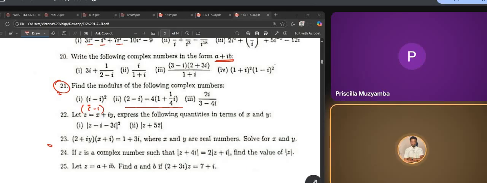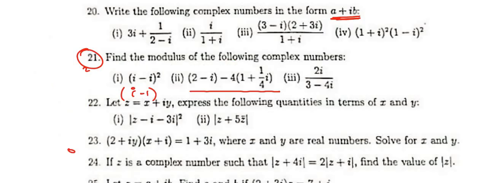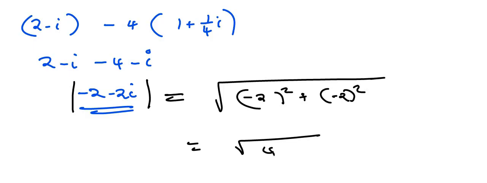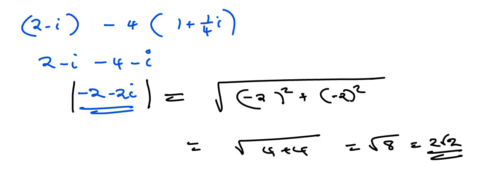So after we got our expression, this is what we did. We expressed it in the form of a plus bi. From here now we get the modulus, which is going to be negative 2 squared plus negative 2 squared. So this is going to be a 4 plus a 4. This is the same as root of 8. This is 2 root 2. Is this okay?